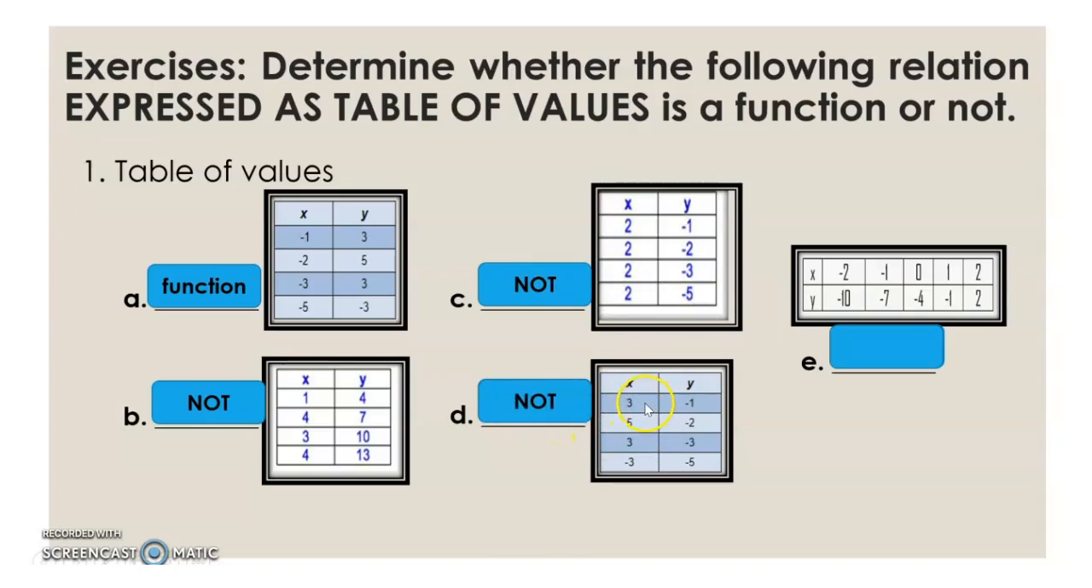Why? Because we have the element 3 in the domain is repeated, and they are paired with two different elements in the range. We have -1 and -3 respectively. And the last one, we have the elements in the domain. We have -2, -1, 0, 1, and 2, so walang naulit. And each element in the domain has exactly one pair of element in the range. Therefore, letter E is a function.